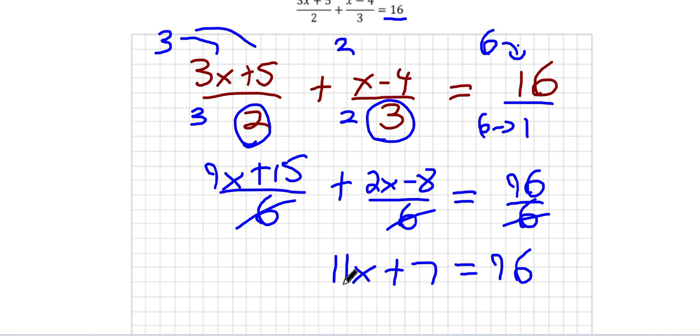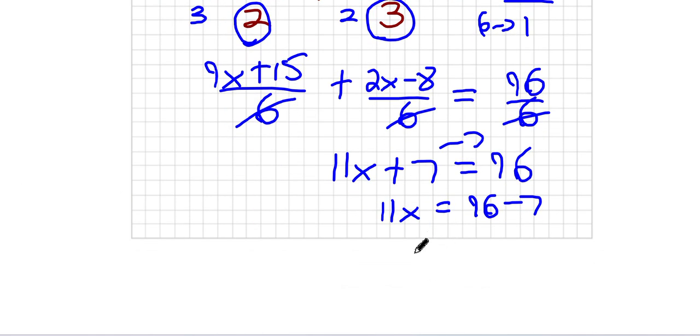Now we want to get that x on its own, don't we? So how do we do it? 7 over the other side becomes 96 take away 7. And then 89 divided by 11.